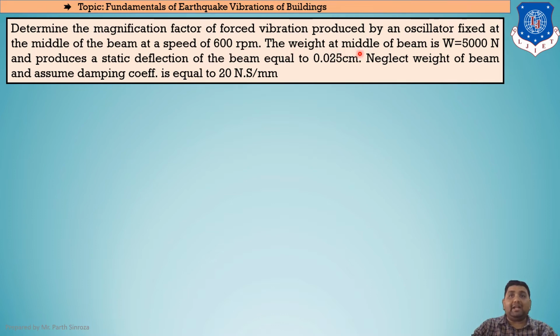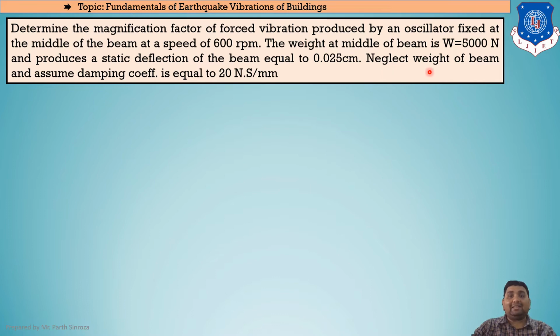The weight at the middle of the beam, that means the weight of this oscillator, is 5000 Newton. The oscillator oscillating at the center of the beam at 600 rpm has a weight of 5000 Newton, and it produces a static deflection of the beam equal to 0.025 centimeter. That means due to this weight itself, it is producing a static displacement, that is delta St. So delta St is given in the question to be 0.025 centimeter.